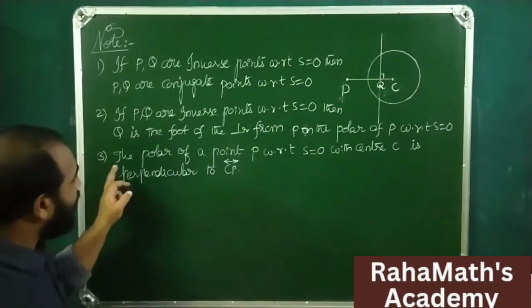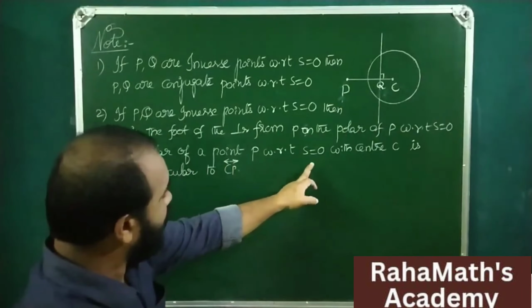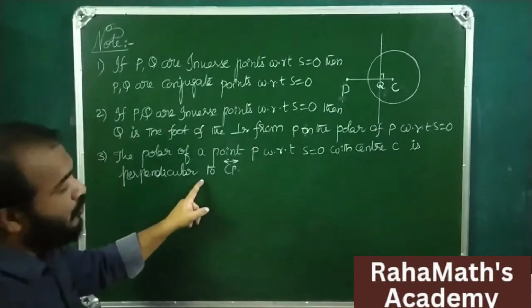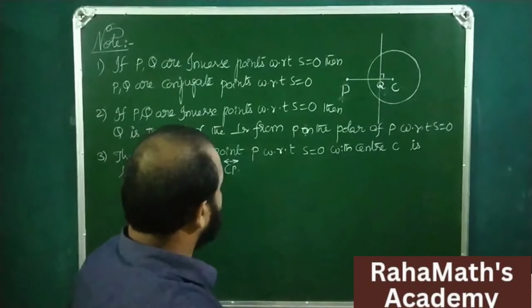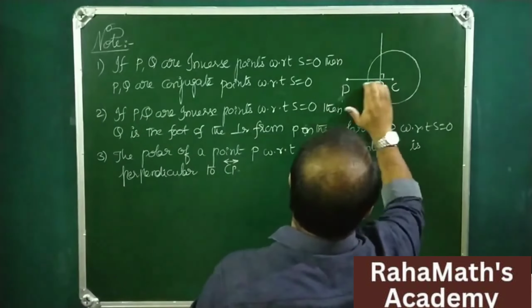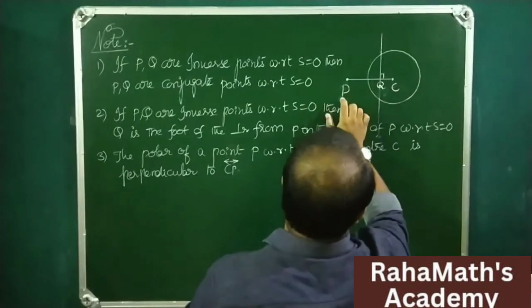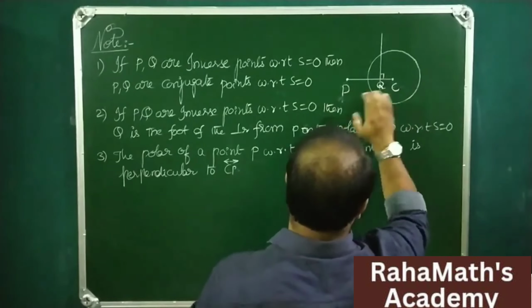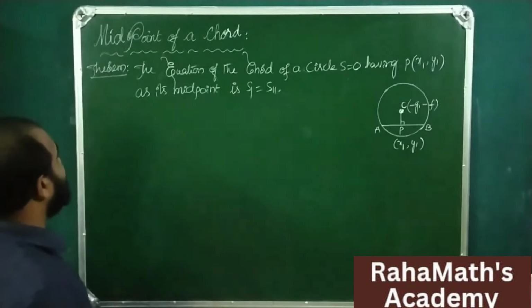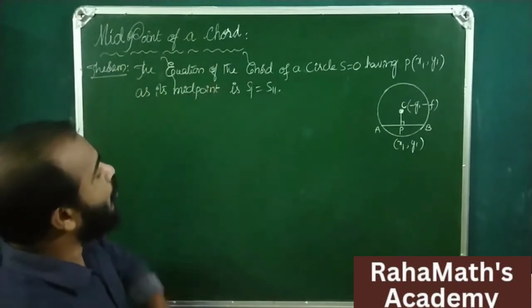And the third point is the polar of a point P with respect to S equals to 0 with center C is perpendicular to CP. That's what we have discussed. So the polar is perpendicular to the line joining P and C, CP. Now the next theorem is the midpoint of a chord.